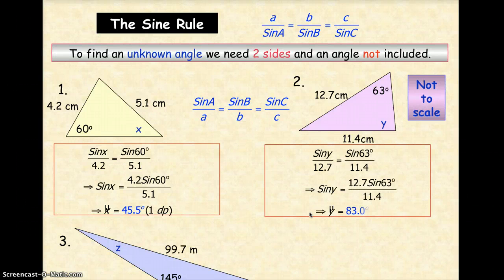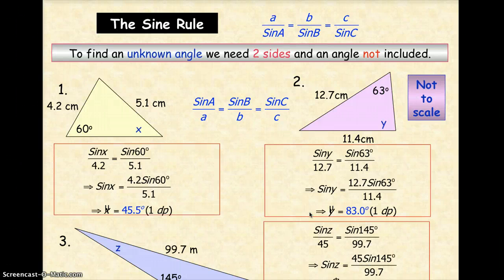Okay. For number 2, it should be 83.0 degrees, in 1 decimal place, so it's rounded. Okay. For number 3, the answer should be 15 degrees, and 15 degrees in 1 decimal place. I'm not sure if you can see everything in the video. Okay, but for number 3, it's 15 degrees.